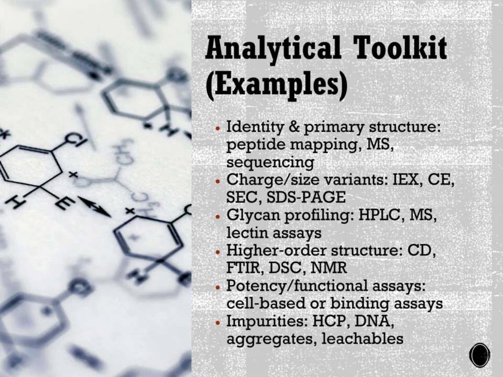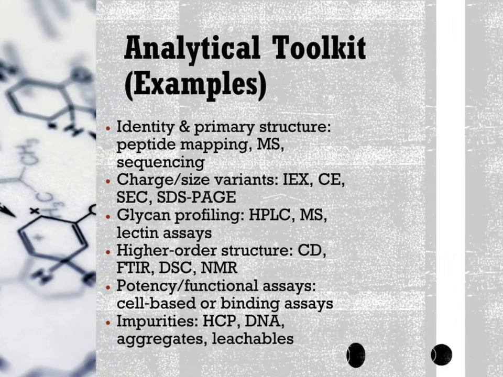Higher order structure can be probed with circular dichroism, FTIR, DSC, or NMR. Potency uses binding or cell-based functional assays. And impurities cover host cell proteins, residual DNA, aggregates, leachables, etc. The key Q5E message: use multiple methods to triangulate the same attribute, because no single assay is perfect.